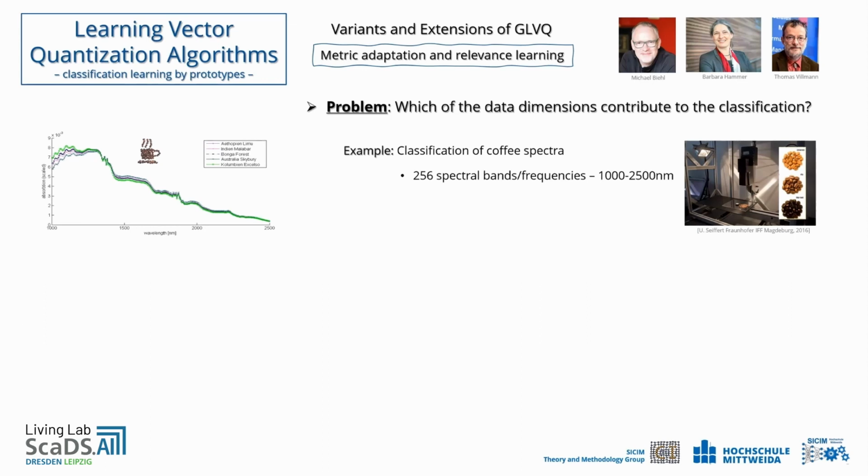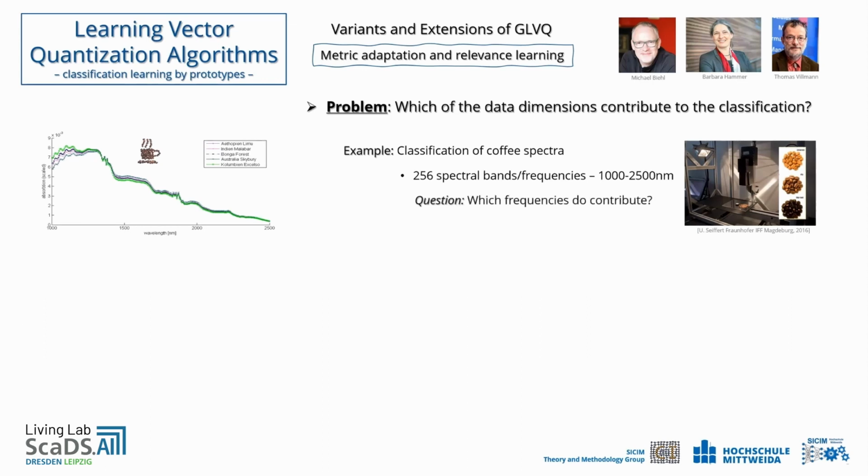For example, we have high spectral data to distinguish coffee types. Coffee is very important, in particular for mathematicians, because a mathematician is a person who transforms coffee into formula. So we are very interested in what type of coffee we have.